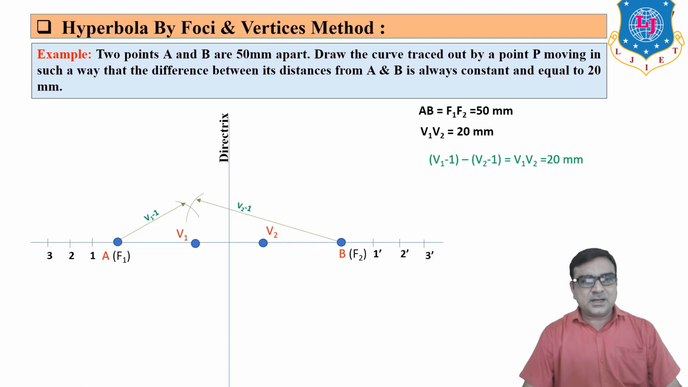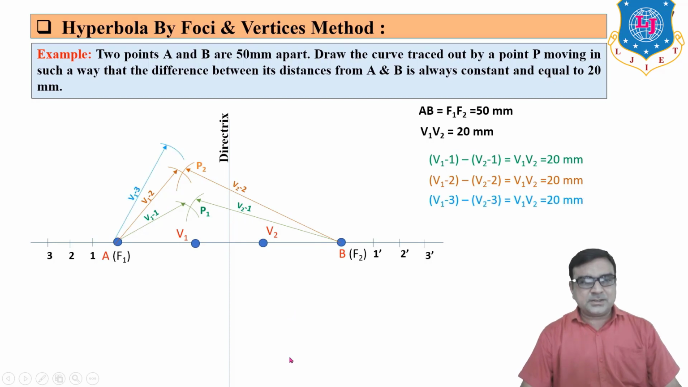Similarly, you can use another point, 2 in place of 1: center F1, radius V1 to 2, draw an arc, and another arc of radius V2 to 2 with center F2. For the third point, V1 to 3 radius with F1 center, V2 to 3 radius with F2 center, and intersect the arcs. So if you join all these intersection points, you will get the hyperbola.